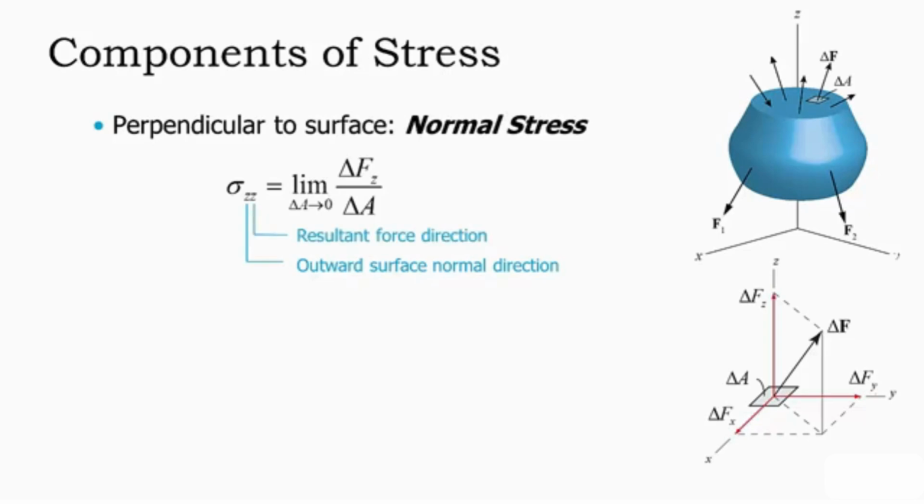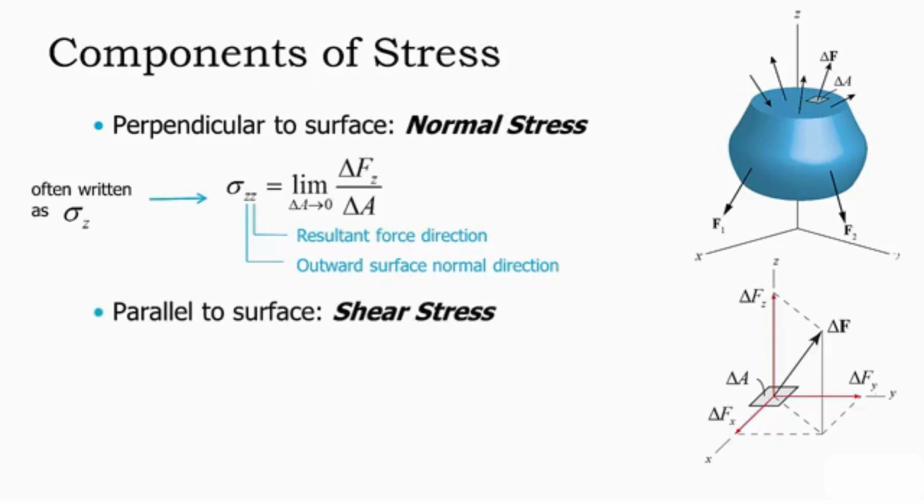The second subscript refers to the resultant force direction. So delta Fz is also in the z direction. Now for a normal stress, the resultant force direction and the outward surface normal direction will always be the same. So we often write this as just sigma z. Parallel to the surface, we get two stress components, and we will call these shear stresses. The first one we will denote by the Greek letter tau, and it is the resultant shear stress in the x direction.